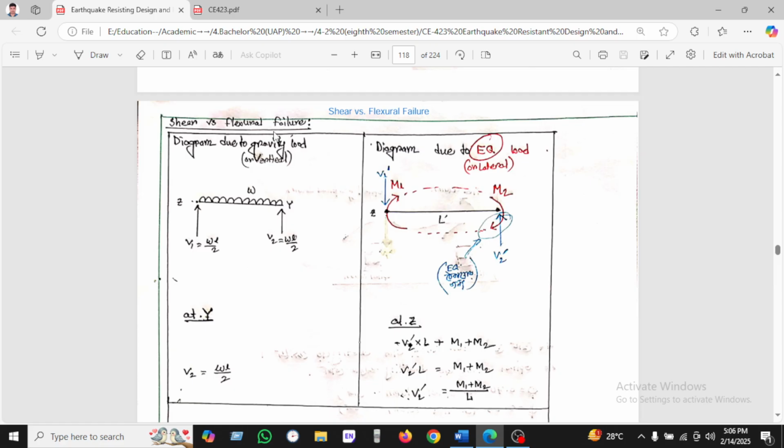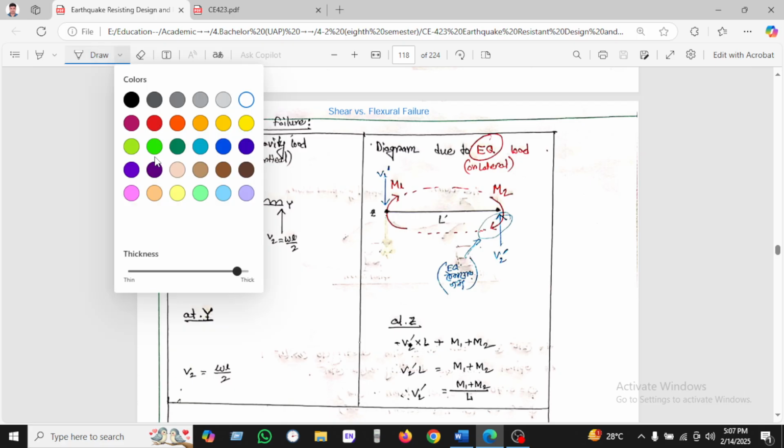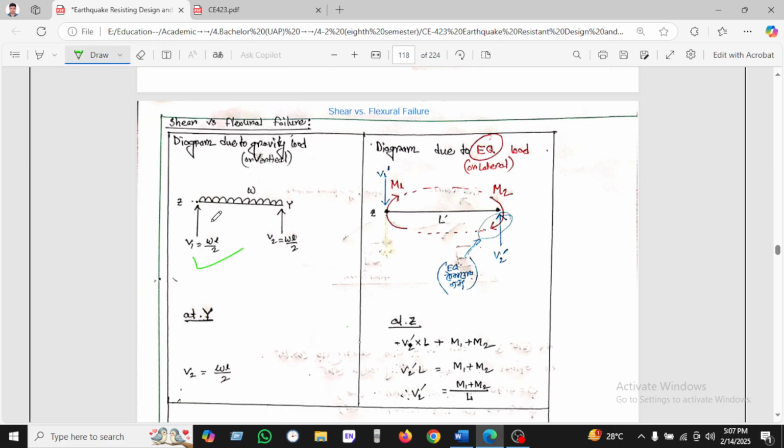We have seen here shear versus flexural failure. In the diagram due to gravity load or vertical load, the total load will be wL squared by 12. The total load is a UDL, and in this diagram we can say that the total load will be divided into two portions, one at each support: wL by 2, and another wL by 2.